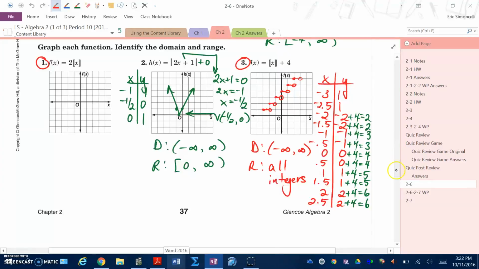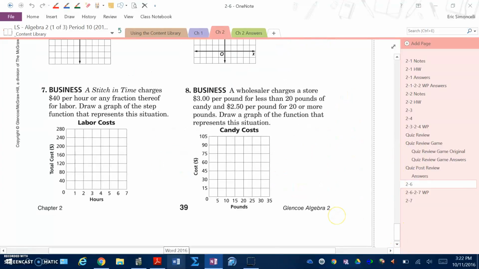I want to wrap up with a problem of which we did do in class today, but one particular class did not get the opportunity to do so, and that's problem number 7. So problem number 7 on page 39, it says a stitch in time charges $40 per hour or any fraction thereof for labor. Draw a graph of the step function that represents this situation. So if you work no hours of labor or in any aspect of work, we're going to say 0 hours equals $0. And then if we take a look at 1 hour of labor, exactly $40.